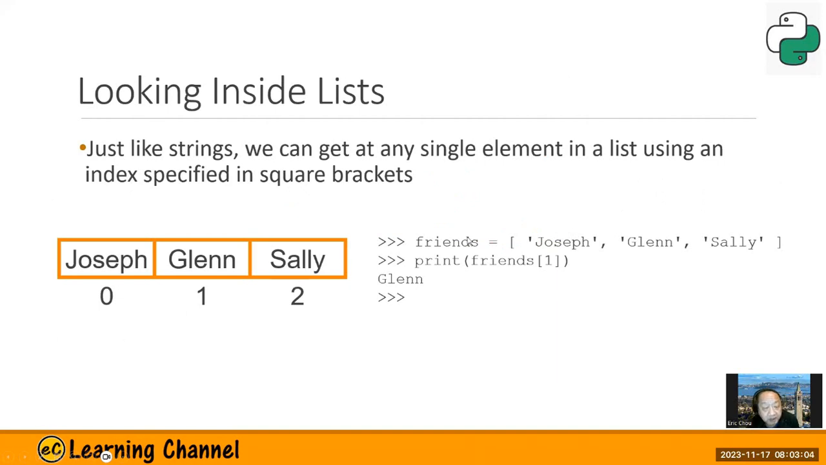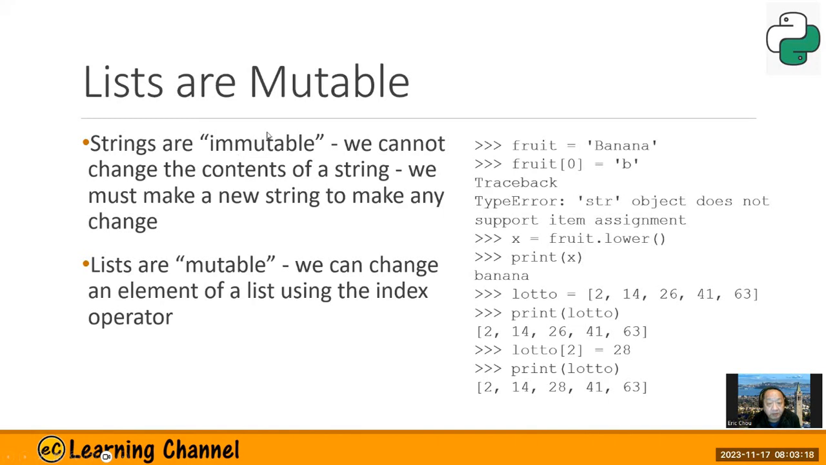Looking inside the list, just like a string, you can use the index to get every single element, and you can also use slicing to create a sublist. Lists are mutable. That means you can change the data inside the list. So if you assign a new value to lotto index 2, then this one will be changed to 28, and when you print it, it will look like this.